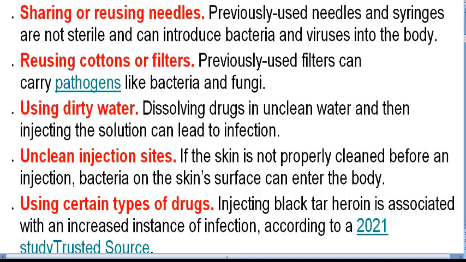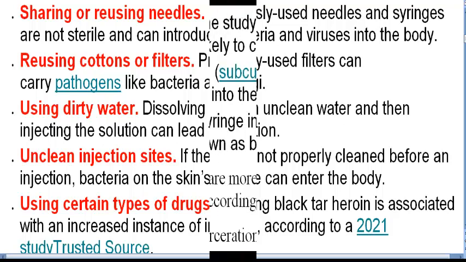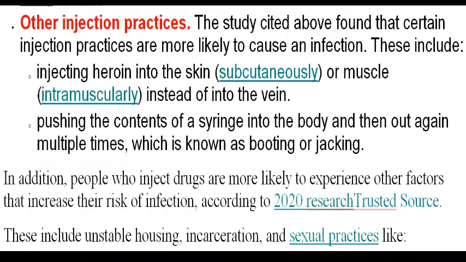Injecting black tar heroin is associated with an increased instance of infection, according to a 2021 study. Other injection practices. The study cited above found that certain injection practices are more likely to cause an infection. These include injecting heroin into the skin, subcutaneously, or muscle, intramuscularly, instead of into the vein. Pushing the contents of a syringe into the body and then out again multiple times, which is known as booting or jacking.